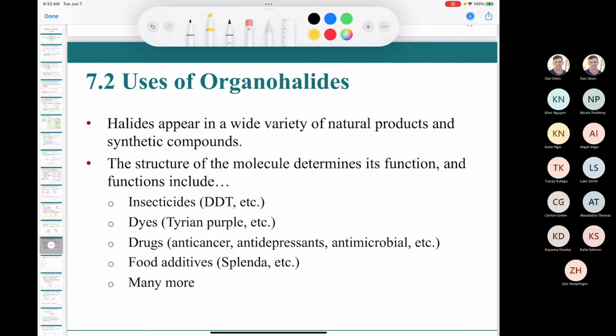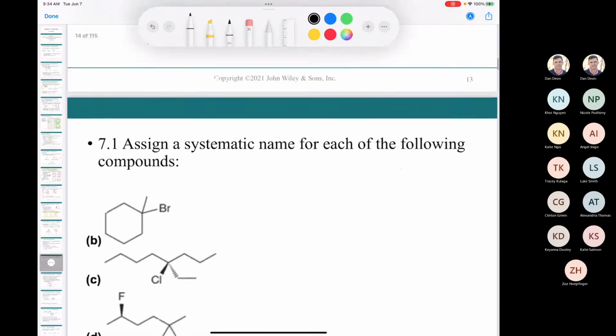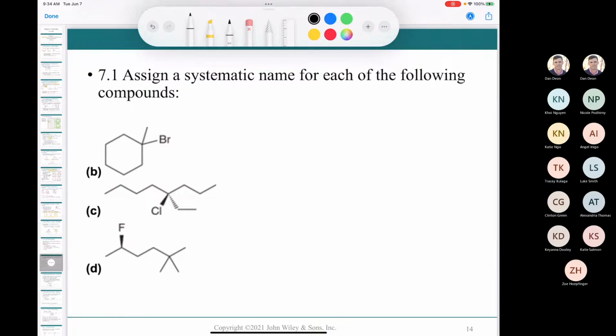But halides appear in a whole bunch of different natural products as well. They're actually found in antidepressants. If you've ever heard of Prozac, you could look up the structure of Prozac. I can't remember if I have it in a slide coming up, but Prozac has fluorine in it, which is kind of interesting. Or antimicrobials like Bronopol has bromine in it. Splenda, for example, has a halogen in it, has chlorine in it. So that's kind of interesting there. Anyhow, I'll leave that as an FYI, but let's move on and let's try naming some more compounds here.